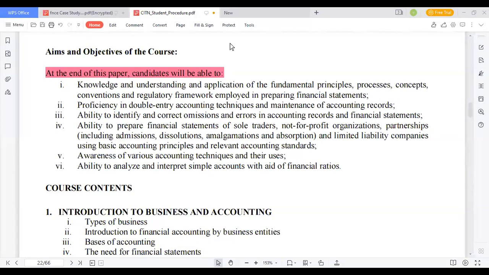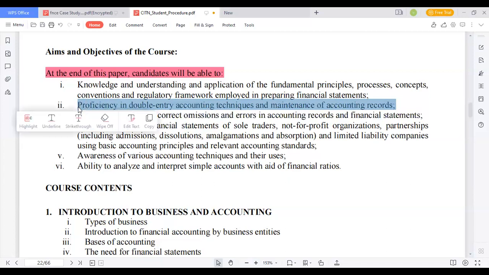Then another very important area is section two, which is the proficiency in double entry accounting technique and maintenance of accounting records. You should be very, very competent when it comes to double entry.